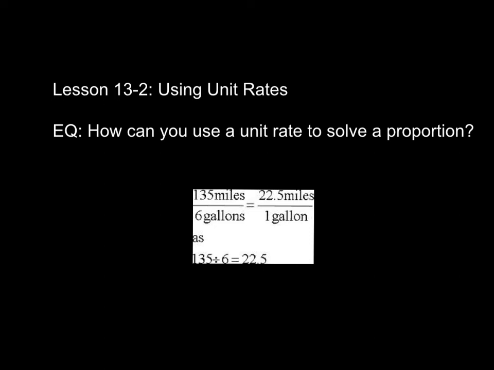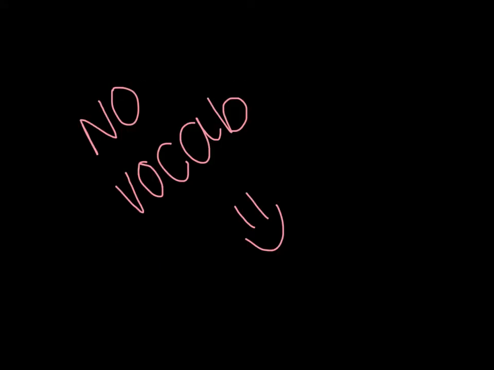This is lesson 13-2, using unit rates. Our essential question: how can you use a unit rate to solve a proportion? And this picture shows an example of using a unit rate to solve a proportion. No vocab for this lesson.